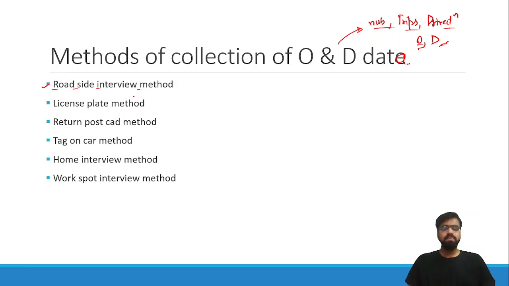Another one is the license plate method. This is a very easy method in order to collect the data. In this process, you place various surveyors onto the control points of your zone. Each and every vehicle is noted down by its license plate or its registration number, whatever is available. License plates are already visible, so license plate numbers are noted down for each vehicle passing through that control point.